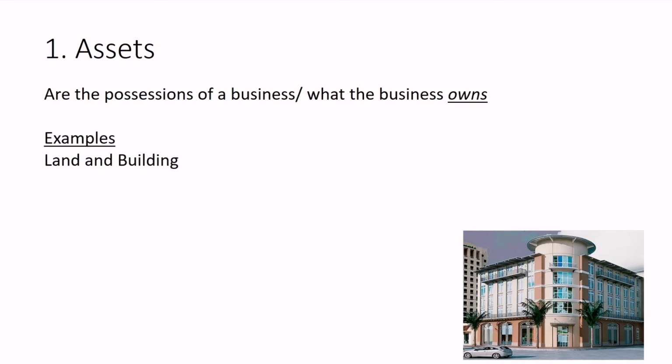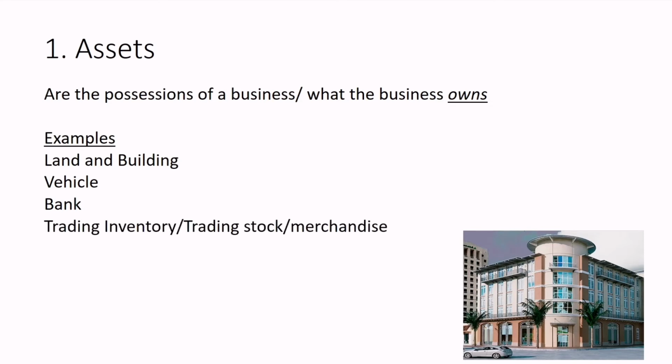Now let's look at the first example, land and building. Whenever we purchase land and building, note your assets are affected. Vehicle, whenever we purchase cars, your vehicle account is affected. Bank, that is when we have cash at the bank or when we have money at the bank. Trading inventory or trading stock or merchandise. What we sell as a business is classified as trading inventory.